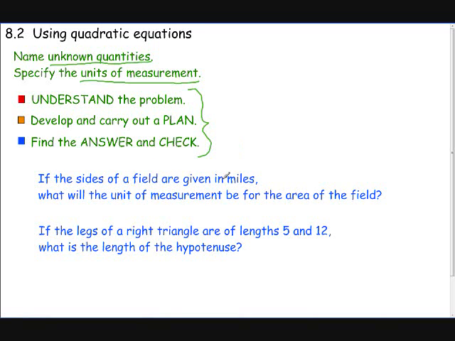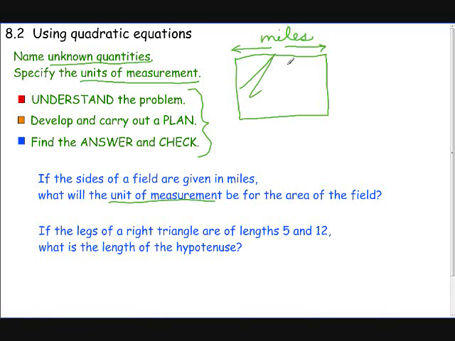If the sides of a field are given in miles, so let me draw a field. And they don't tell us what the shape is. I'm just going to assume it's rectangular. If the sides are given in miles, so I've got some length here in miles, what will the unit of measurement be for the area of this field?